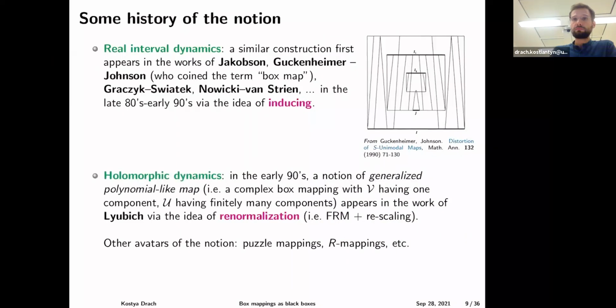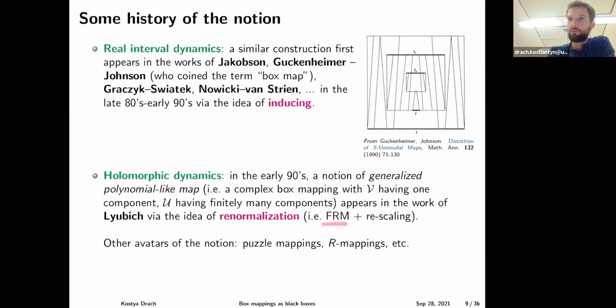But of course, there was a side of the history from a holomorphic dynamics point of view. And in the early 90s, Misha Lyubich introduced the notion of generalized polynomial-like map. And this is a complex box mapping where V just consists of one component and U of only finitely many components. And this notion of generalized polynomial-like map, as opposed to this inducing idea, was motivated in Lyubich's work by ideas coming from renormalization.